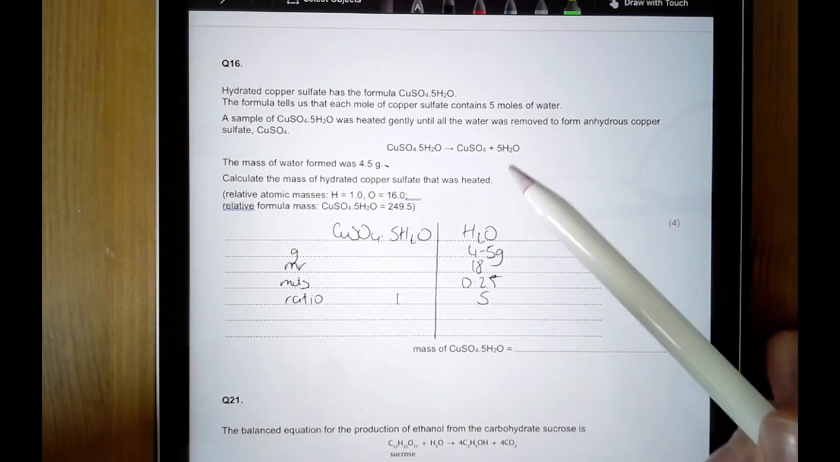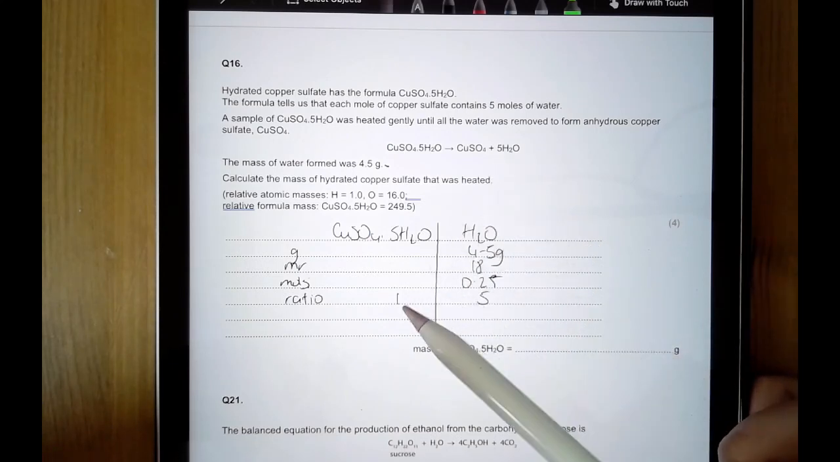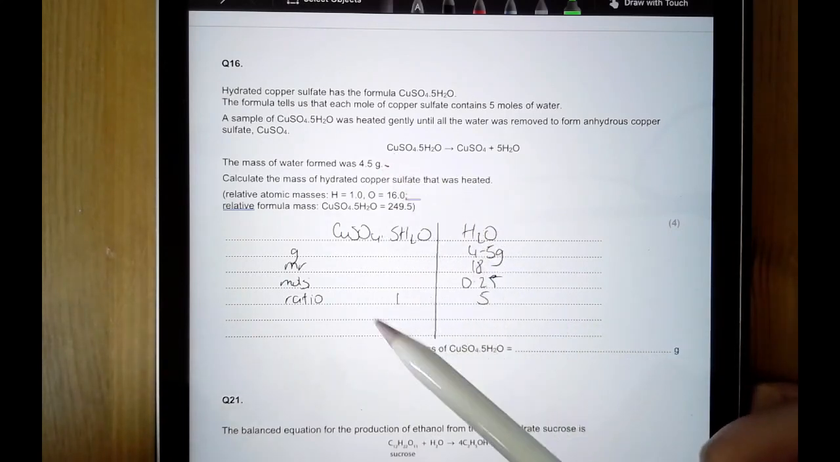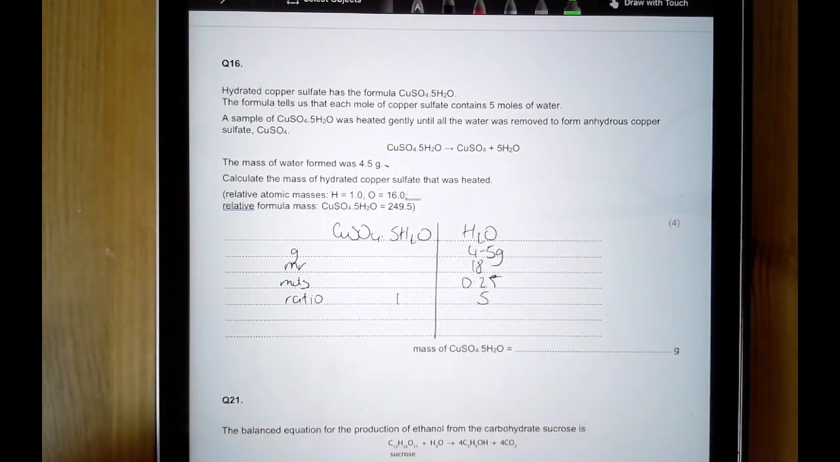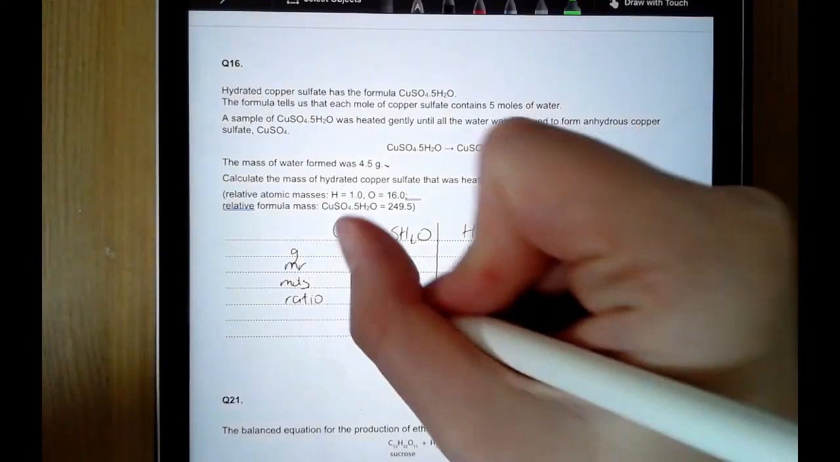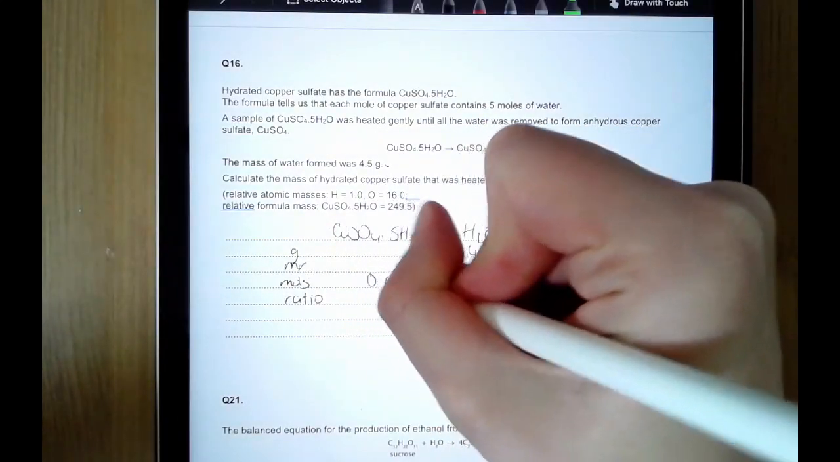My ratio, there's a big 5 in front of the H2O. There's nothing in front of the CuSO4. So it's a 5:1. The number on the left is therefore 5 times smaller than the number on the right. So to keep the same ratio, I do 0.25 divided by 5, and I end up with 0.05.